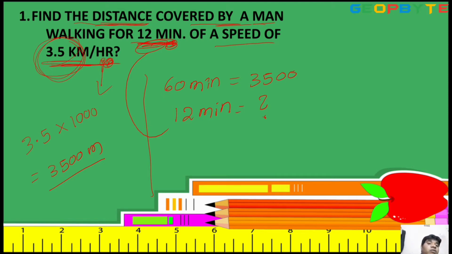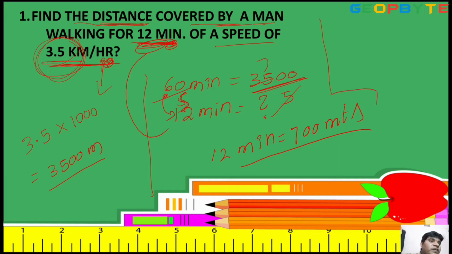Here you can follow two ways. First one is the original cross multiplication method. If you are calculating very fast, then think differently. This 60 becomes 12, so dividing by 5 we get 12. The left side is divisible by 5, so in the same way the right side is also divisible by 5, which gives 5 sevens. So 12 minutes is equal to 700 meters. This is one method.